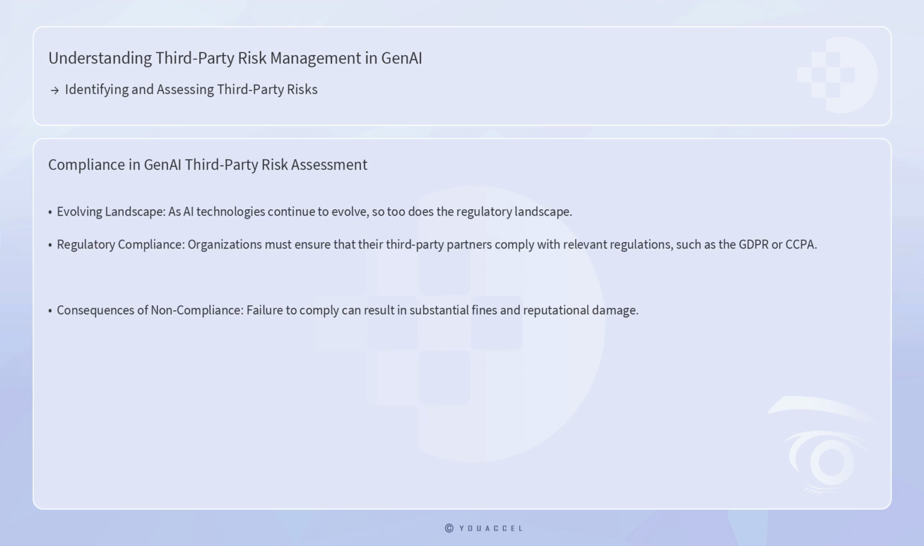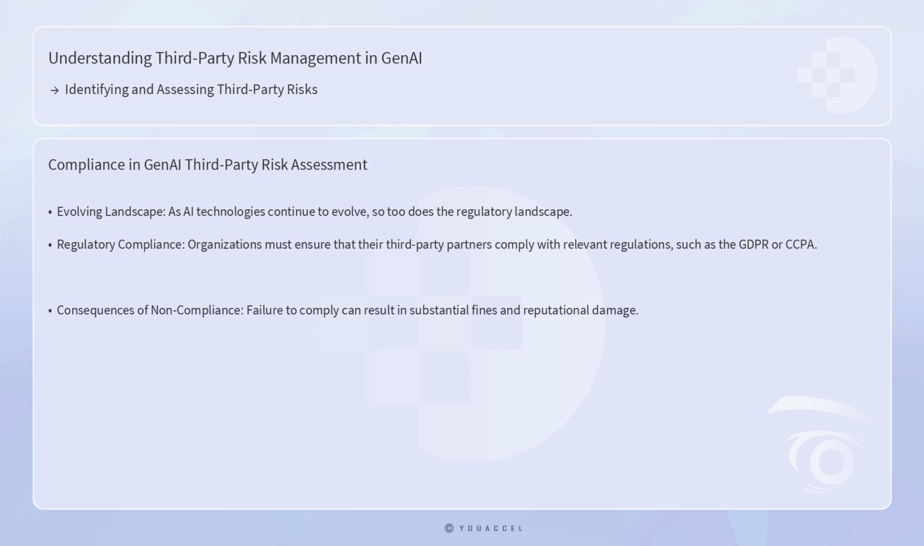Compliance with regulatory frameworks is another critical aspect of third-party risk assessment in GenAI. As AI technologies continue to evolve, so too does the regulatory landscape. Organizations must ensure that their third-party partners comply with relevant regulations, such as the General Data Protection Regulation in Europe or the California Consumer Privacy Act in the United States. Failure to comply can result in substantial fines and reputational damage.